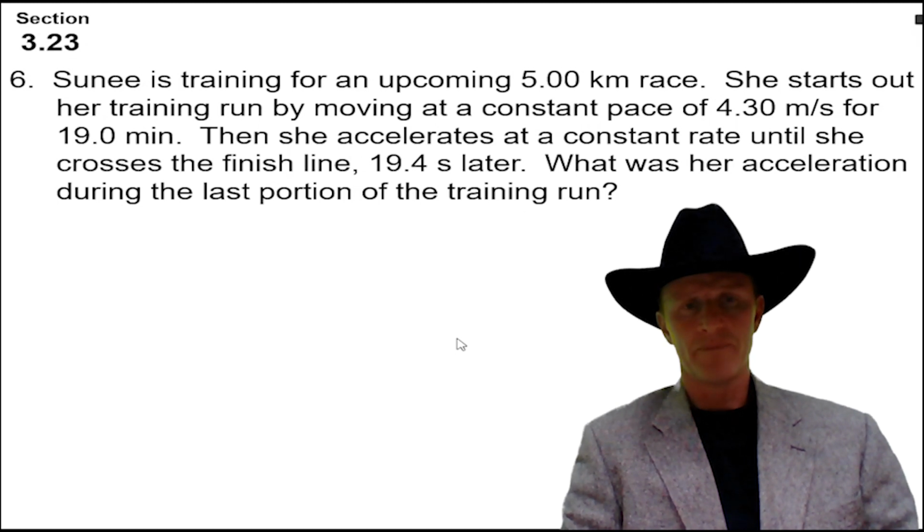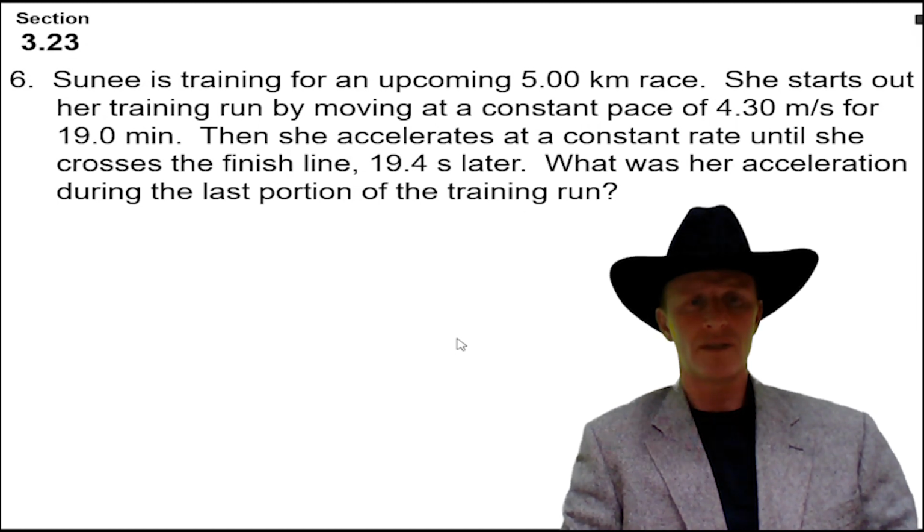Question 6. Sunny is training for an upcoming 5K race. She starts out her training run by moving at a constant pace of 4.3.